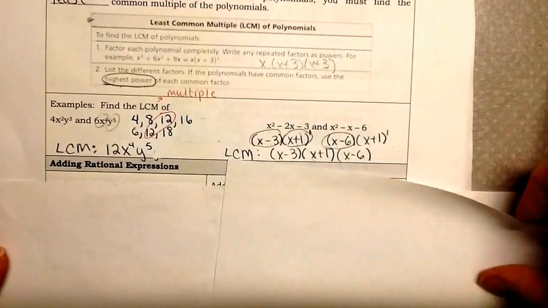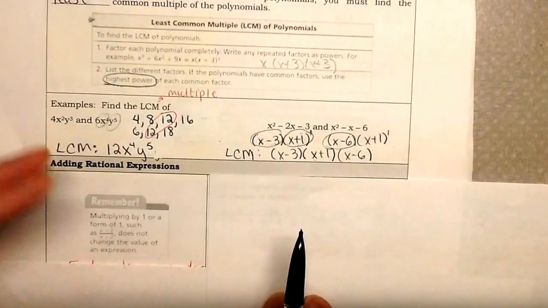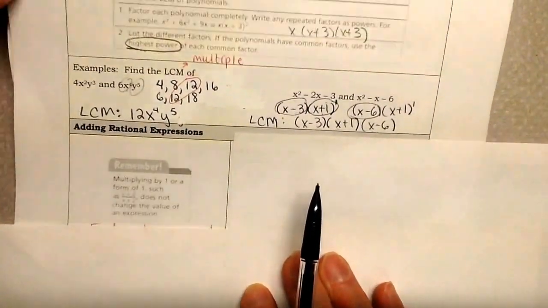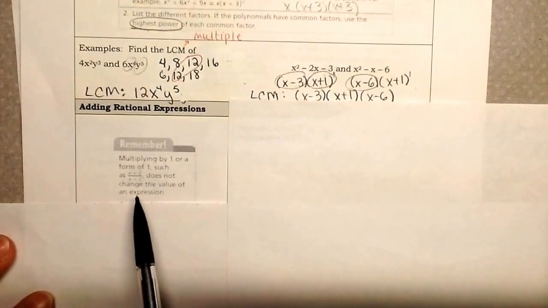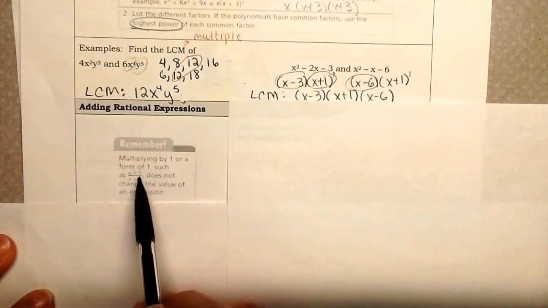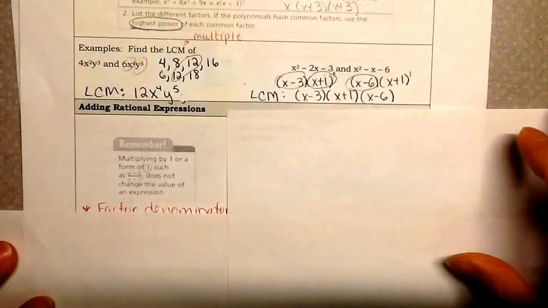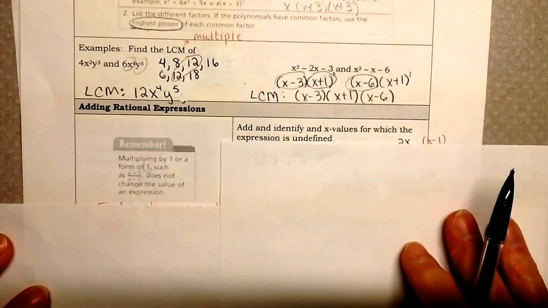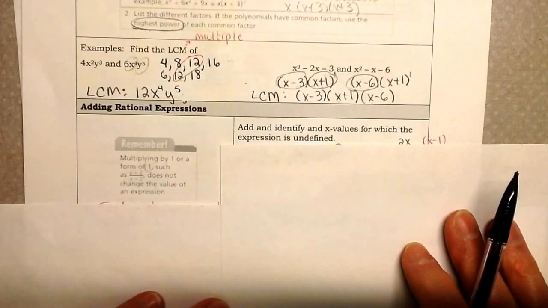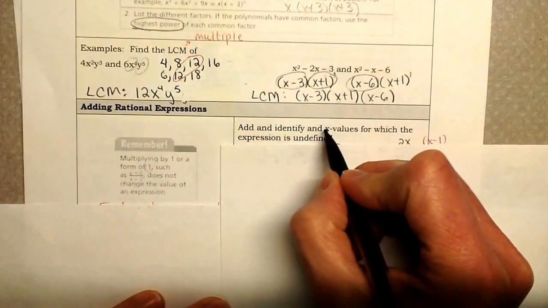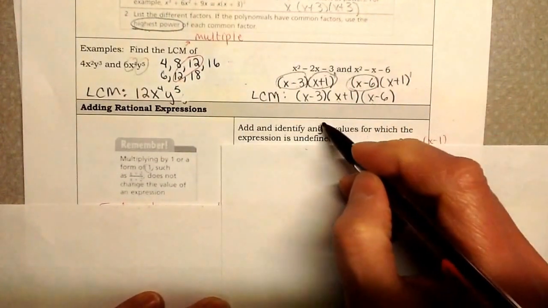All right, so let's do an example here where we're adding rational expressions. In order to make the denominators the same, you're going to have to multiply the numerator and the denominator by the same polynomial. But just remember, if x plus 2 over x plus 2, that value is 1, so you haven't changed the value of the expression at all. We're going to add and identify any x values for which the expression is undefined. This should be a y here.